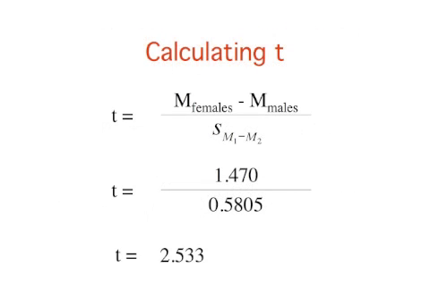So now we have all the information we need to calculate t. We have the difference between the means of our two groups, which is 1.470. We also know the estimated standard error of the difference between the means, which is 0.5805. Therefore, t equals 1.470 divided by 0.5805, which equals 2.533.